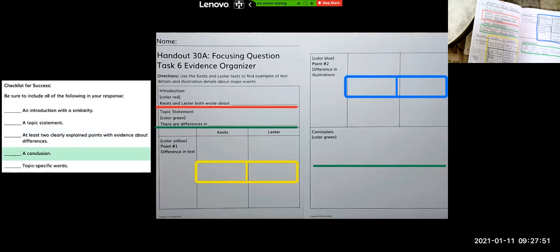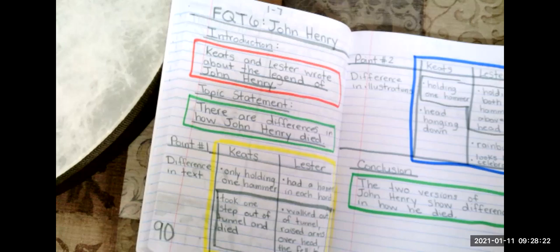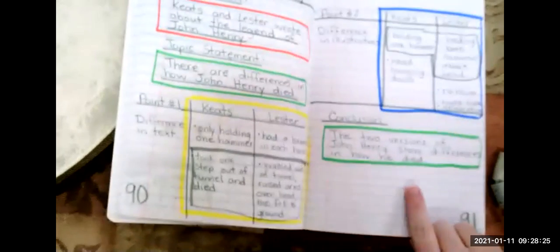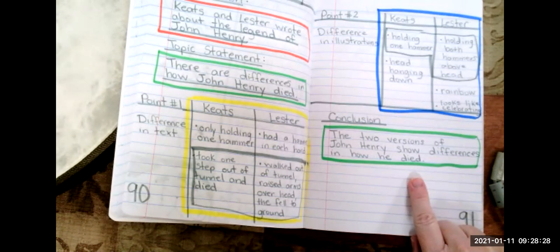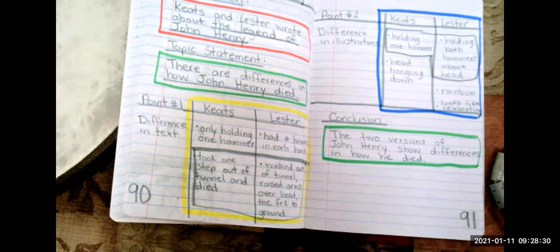Now it's time to make sure that your evidence organizer has a conclusion that reminds the reader what the topic of this paragraph is. Remember, the conclusion can restate or say the topic statement again. Pause here to check your work and to make sure that you have a conclusion in your evidence organizer. Just hit play when you're ready to continue. Okay, so let's go back. And here we have our conclusion. The two versions of John Henry show differences in how he died.